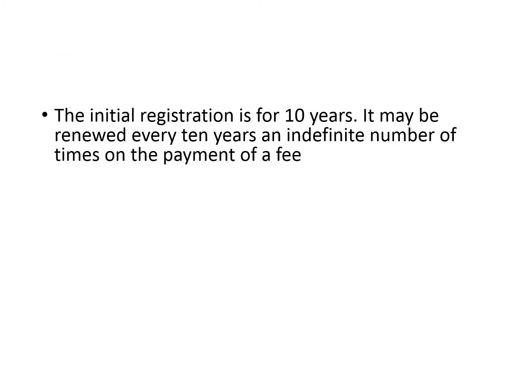There you go. Initial registration is for 10 years. It may be renewed every 10 years, an indefinite number of times. As long as you pay, you can renew it. So Coca-Cola can keep that ribbon logo for 10 years, and then if they pay, they get it for another 10 years. Usually they get first dibs on it, so they pay and they get another 10 years. If they don't pay and they don't want it, then you can pay and you can have it.